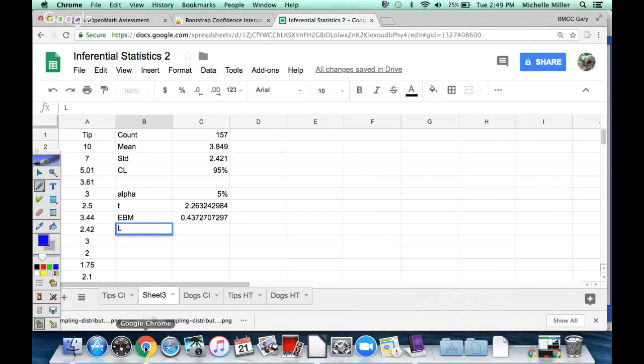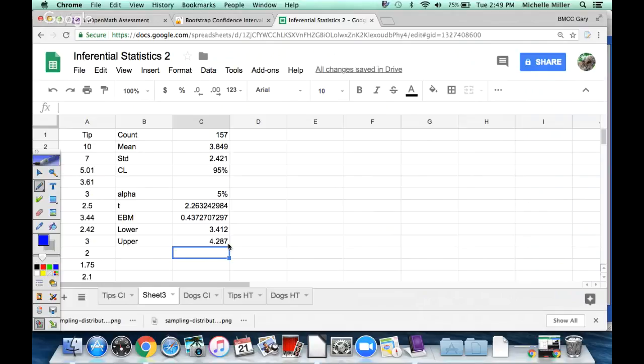So now that I have the margin of error, I can calculate the lower and upper values for my interval. So that's just going to be my mean minus the margin of error, and then the mean plus the margin of error. So I get that the average tip at this restaurant is somewhere between $3.41 and $4.29, if I round that up to the nearest cent.